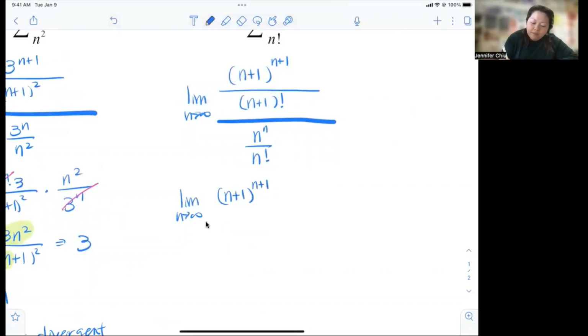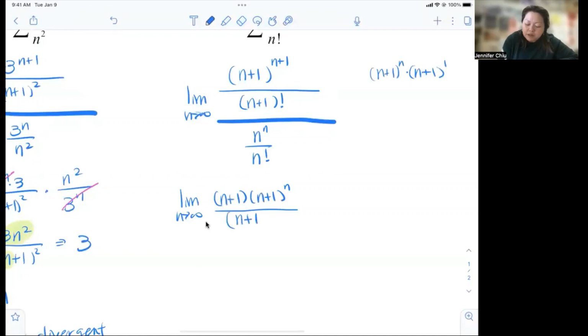Now I'm going to break this up. It doesn't break up the way you think it breaks up. This is really (n plus 1) to the n power times another n plus 1, right? That's where the 1 comes from. So that makes it n plus 1. So this is (n plus 1) times (n plus 1) to the n power all over the bottom, the factorial breaks up the same way we knew. So (n plus 1) times n factorial. Flip the second one, n factorial, n to the n power.